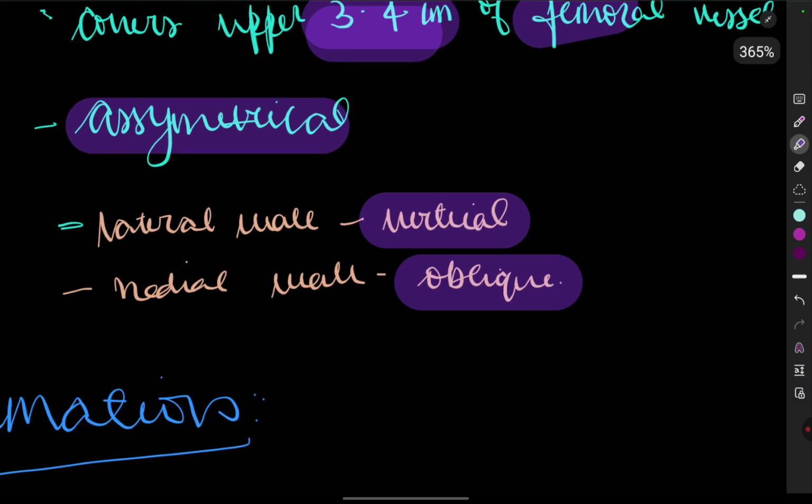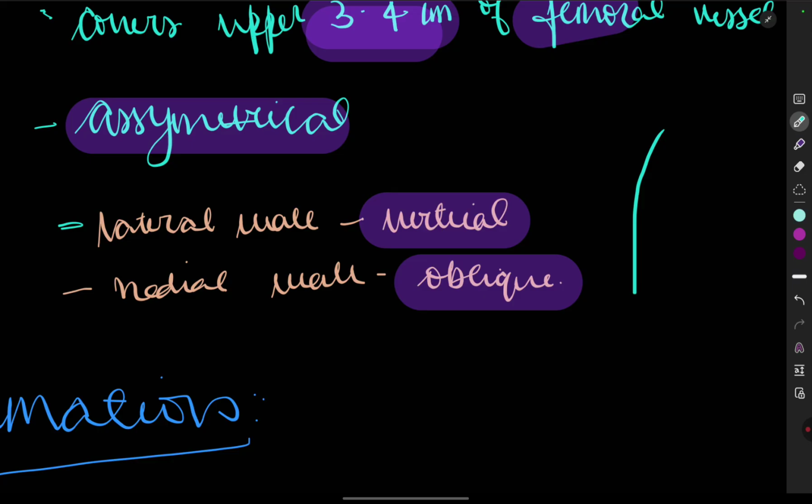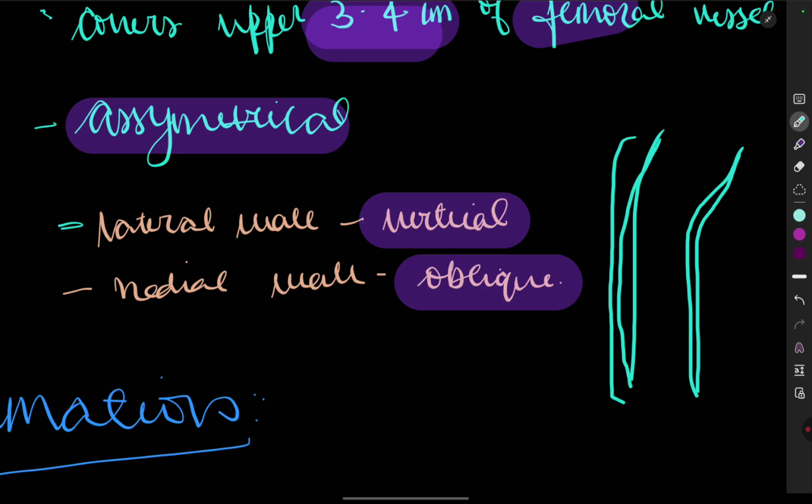How to remember this? This is how I remember. Suppose this is the thigh, and this is the lateral side of the thigh. The lateral wall is vertical, see, it is vertical, and the medial wall is oblique. See here, this is oblique, with some bulging, and this one is vertical. So the lateral wall is vertical, and the medial wall is oblique.